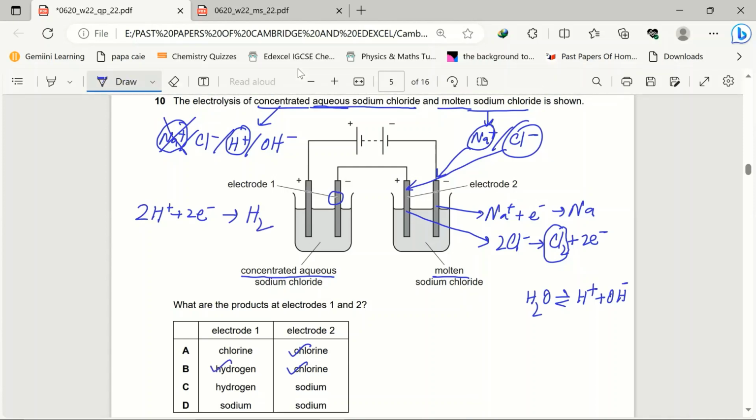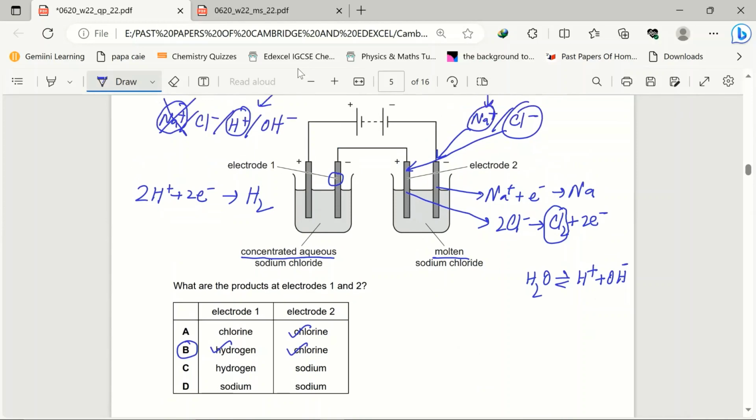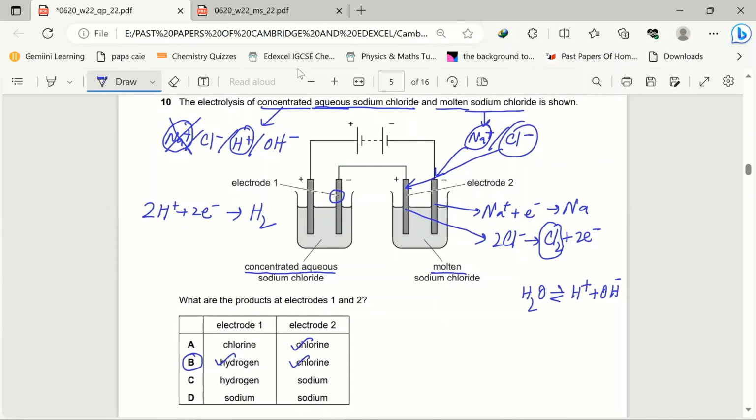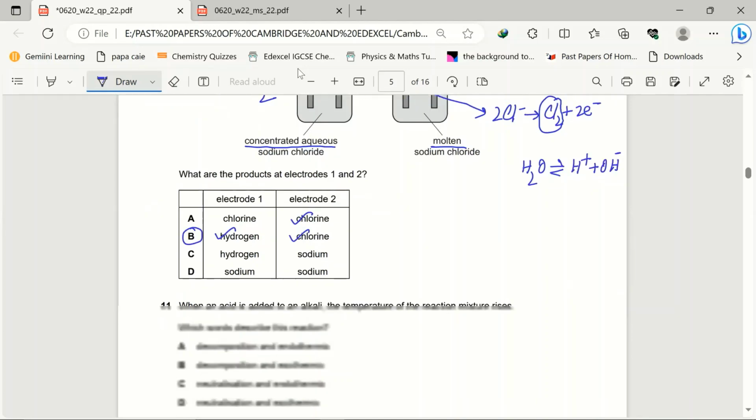So the only correct answer is hydrogen and chlorine. B is the only correct answer. So I hope you understand. These seem like difficult questions, but they are easy if you have a proper understanding of electrolysis. And see, only this question is good enough to judge, one question is good enough to judge whether you have a proper understanding of electrolysis for O-levels purpose or not. One question is enough.